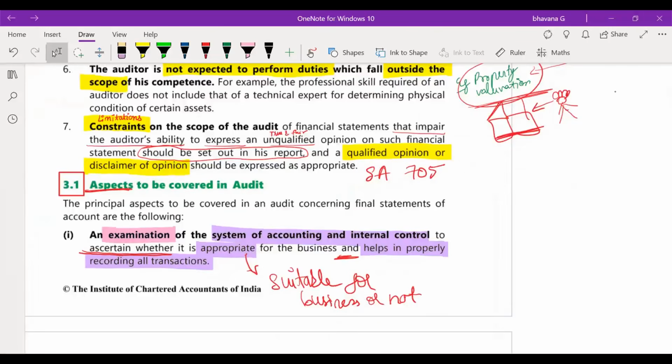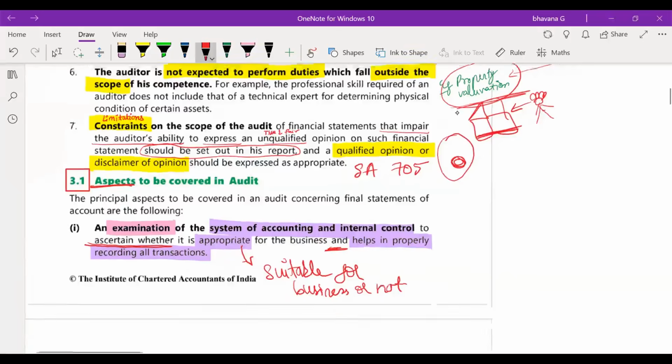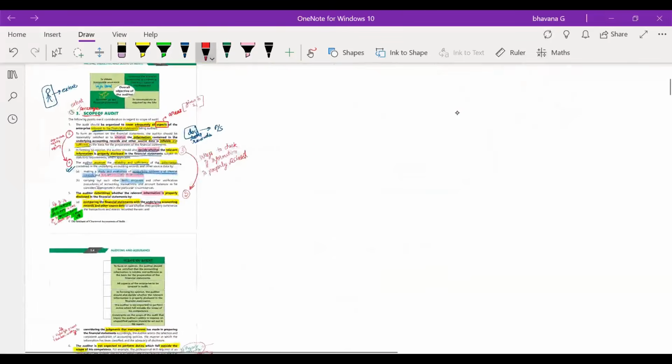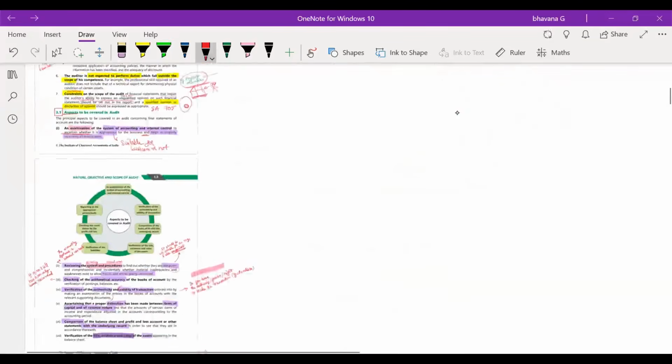There will be a few limitations, such that how much audit I had to do, I will not be able to do this much audit. I'll only be able to do this much audit. That means there is some kind of constraint on my scope of audit. In such a case, I will have to give a report, and in that report I will have to express a qualified opinion only. Okay, that is what they are trying to say here. So this is your scope of audit. I hope the scope of audit is clear to you all.